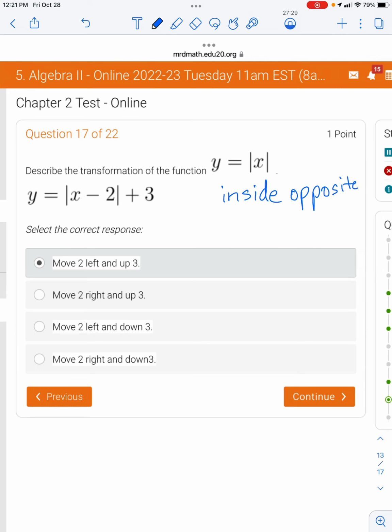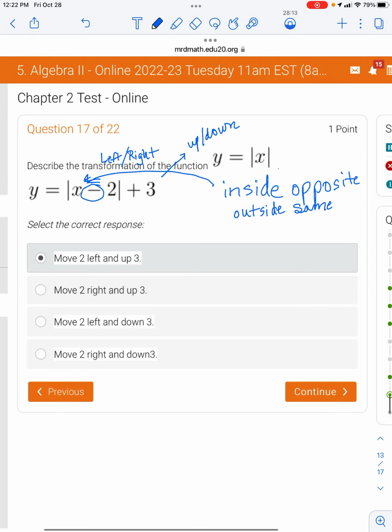All right, inside opposite, outside same. I'm trying to write without my hand directly on the screen, so it's not going to be very neat. What does that mean? Well, if you have anything that's inside parentheses or inside the absolute value symbols, which in this case we do, we have x minus 2, this is inside opposite. Opposite of what? Opposite of this. And think about this. What is moving left and right and what is moving up and down? Whatever's on the inside is moving either left or right. And what's on the outside is moving either up or down.